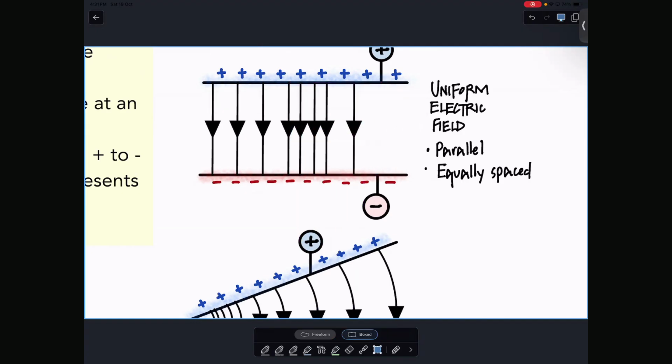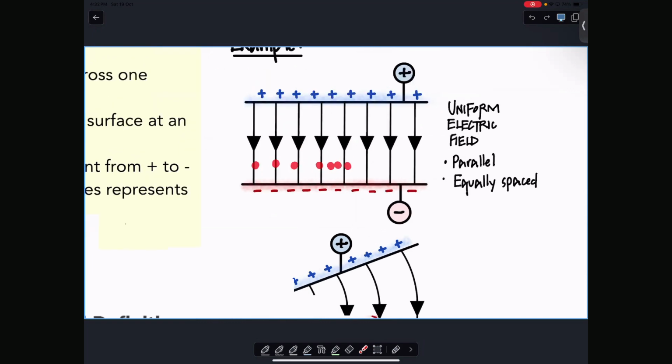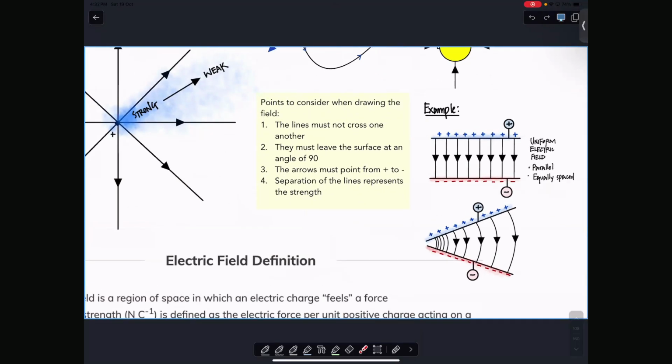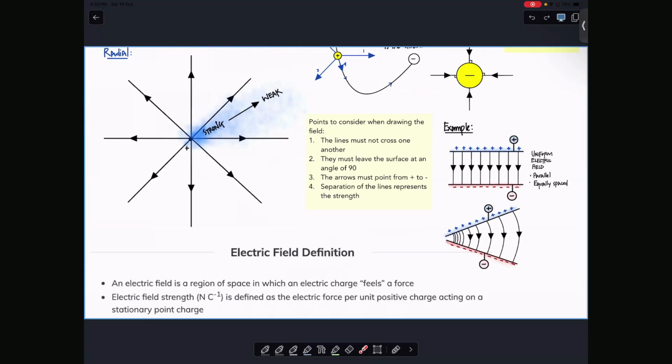Is this a uniform field? No, right? Why not? Because it's very weak here, and it's very strong there, though the lines are what to each other? Parallel. Okay, so that's not the one. Clear? You can ask questions. So yeah, that's how we represent field.